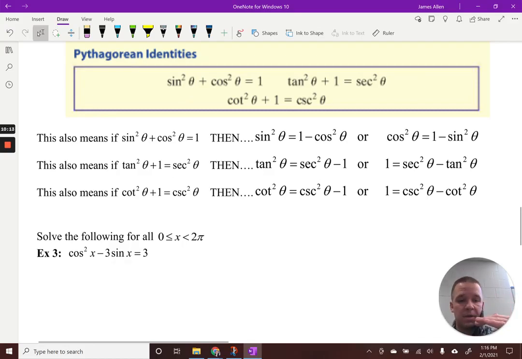And you can apply that same logic to the other two as well. What we're going to do, in these next couple problems you can see down there, example 3, is look for ways to substitute so that we can get everything in terms of one trig function. So let's do that rather than just talk about it.